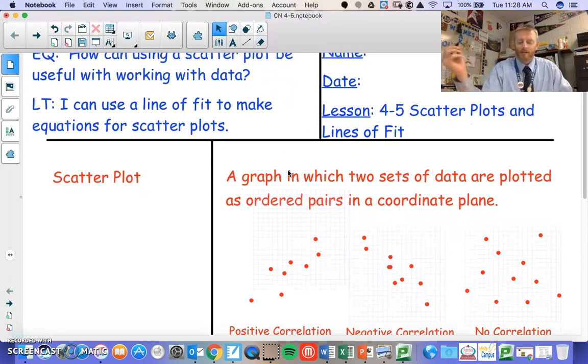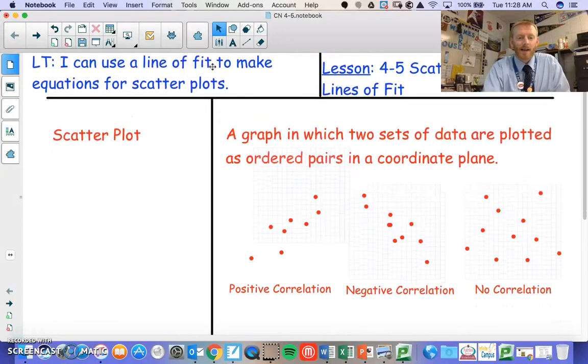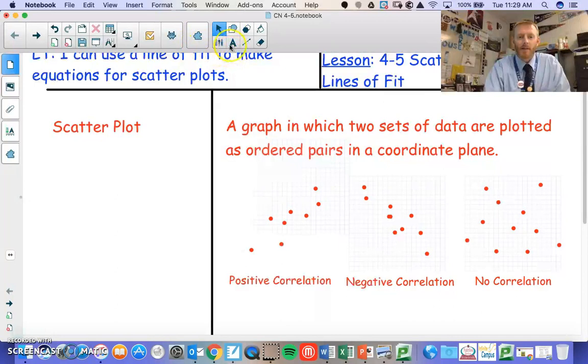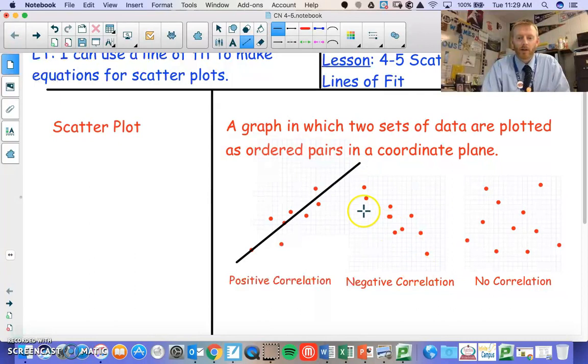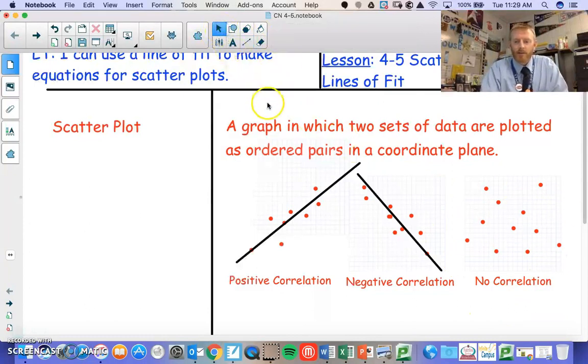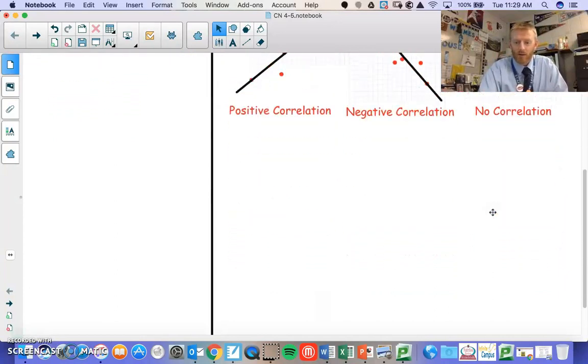So a scatter plot is just any kind of graph where two sets of data are being plotted as ordered pairs. What we'll notice on scatter plots is that sometimes the line is generally going upward. That's a positive correlation. Generally going down is a negative correlation, or we can't tell at all if it's going up or down, which means that we have no correlation. So we have positive, negative, and no correlation whatsoever. We're going to be looking for generalized going upward, downward, or nothing at all. And that's what scatter plots with their correlations are.